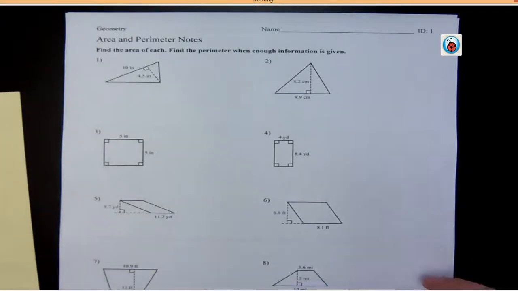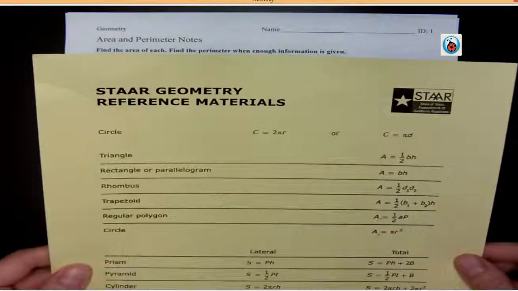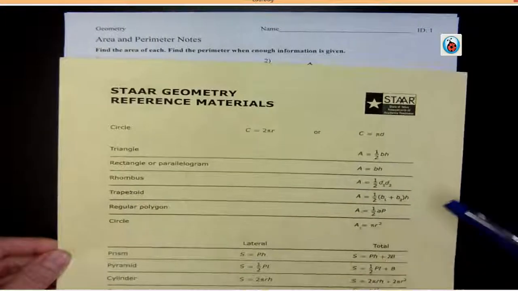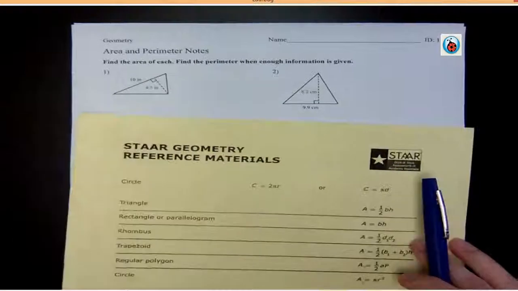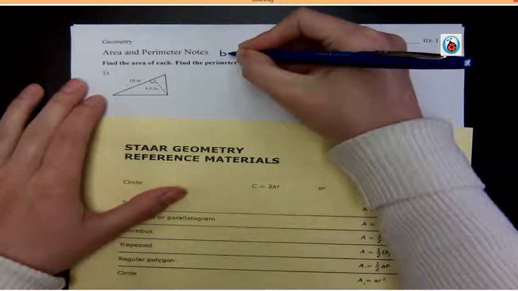Okay, so we are starting here in our area and perimeter notes. Today's lesson is just really taking these formulas and plugging in the numbers. One important thing to note is that base and height must be perpendicular.